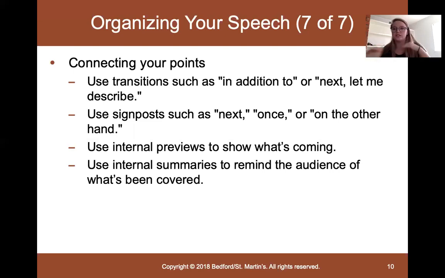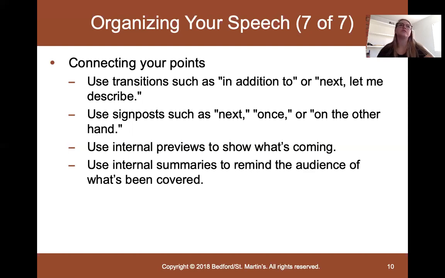So you're going to use transitions. So first, next, or in addition to, next I'm going to describe. You need those transitions to have smooth flow, and so the audience can feel where you're going. So you need to use signposts such as next, once, or on the other hand, also so we know if you're moving on to another point and we don't get caught up in you just speaking this. Use internal previews to show what's coming next.